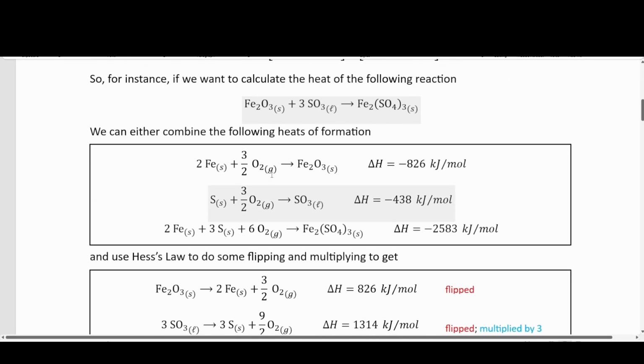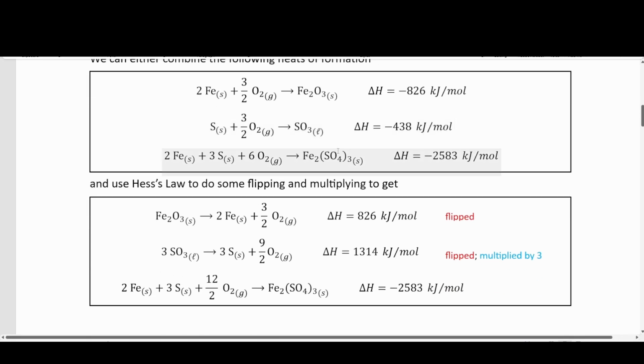We can combine up the heats of formation for each of these compounds in the reaction. So we have the heat of formation for iron 3 oxide, the heat of formation for sulfur trioxide, and the heat of formation for iron 3 sulfate right here. These are just the equations for forming these compounds from the constituent elements. And then we have the heats for each of these. So we can use Hess's law, which says that we can flip things and multiply, and then we just have to do the same thing to the heat.